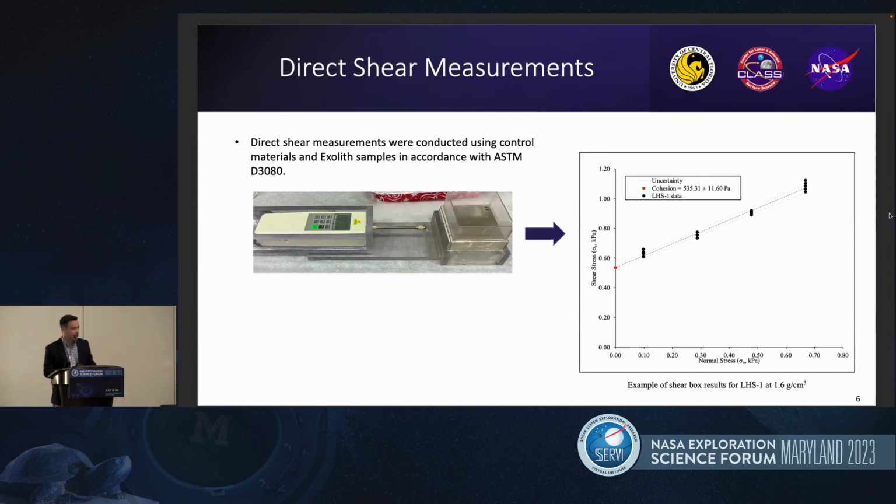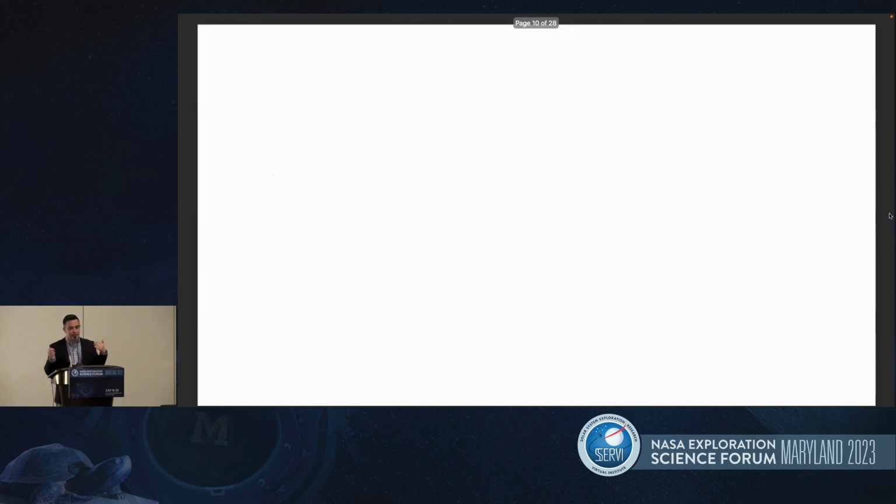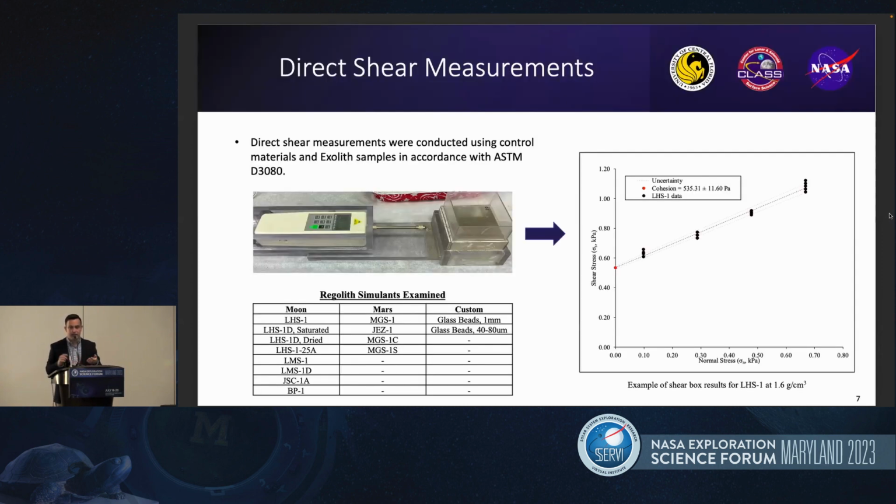Next slide, please. So with that, Exolith has a number of different simulants, including Lunar Highlands, Lunar Mare, some dust samples that are less than 40 microns, a whole bunch of Martian ones, some with agglutinates, and essentially we went through all of those, plus some controls being just glass beads of different sizes, and repeated this test at a number of different densities to look at cohesion and shear strength.